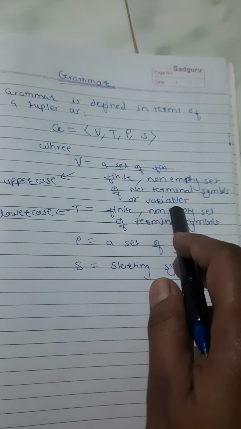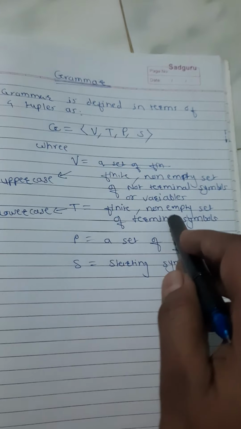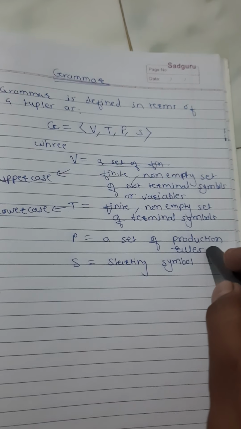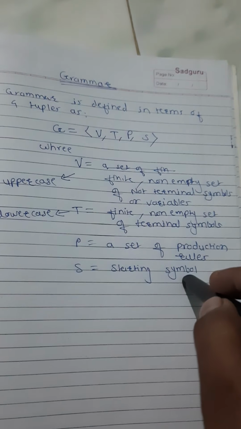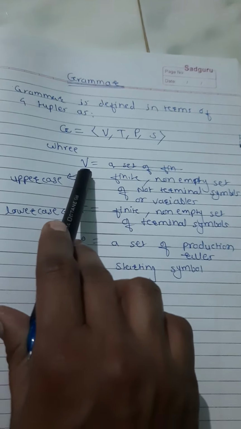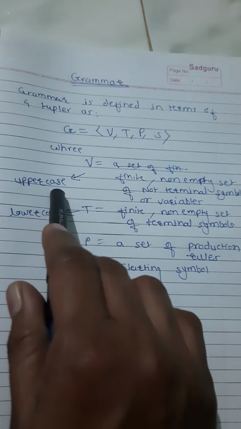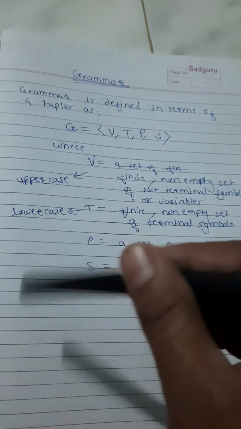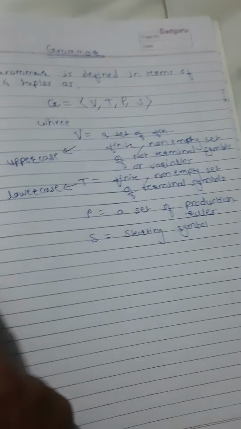or the variables. T is a finite non-empty set of terminal symbols. P is a set of production rules. S is the starting symbol. Here, the set of non-terminal symbols are always written in uppercase, whereas the set of terminal symbols are always written in lowercase letters.